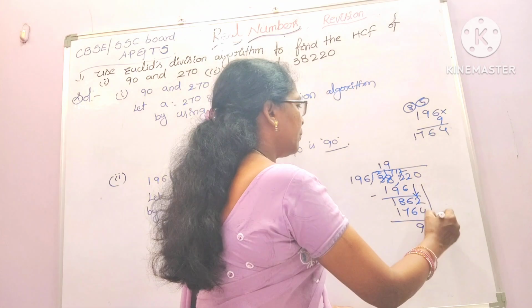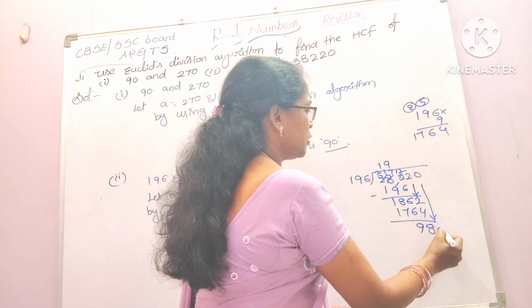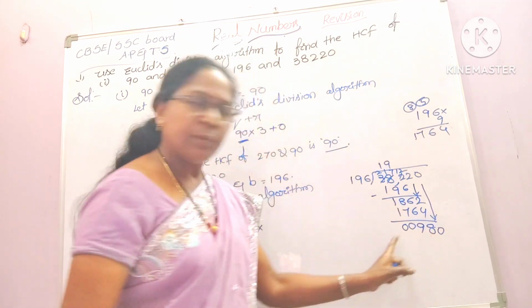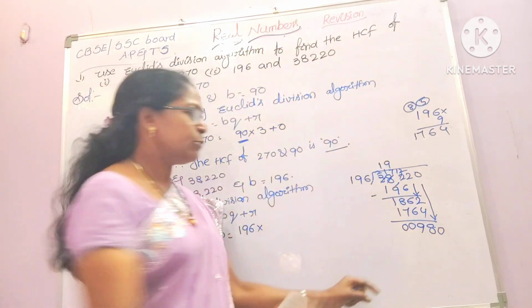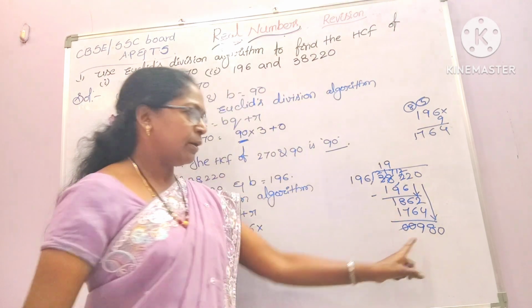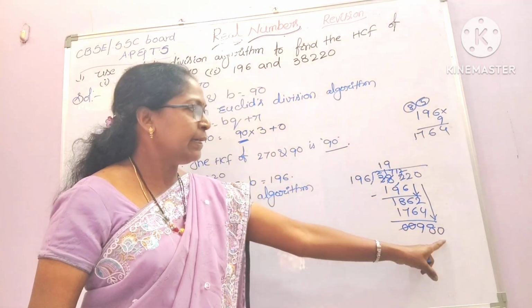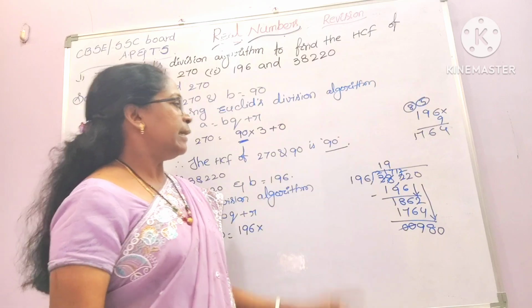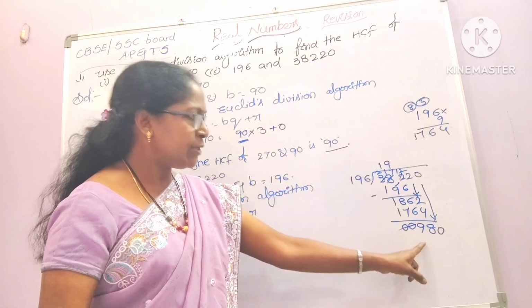So what you have to do here? Directly 0 you take. Here 0 you are getting, here also 0. So the zeros before the number have no value, so no need to write zeros here. Directly you have to write down 980. The last number I have taken here, take down. So 980. Now 196 is divisible in 980.